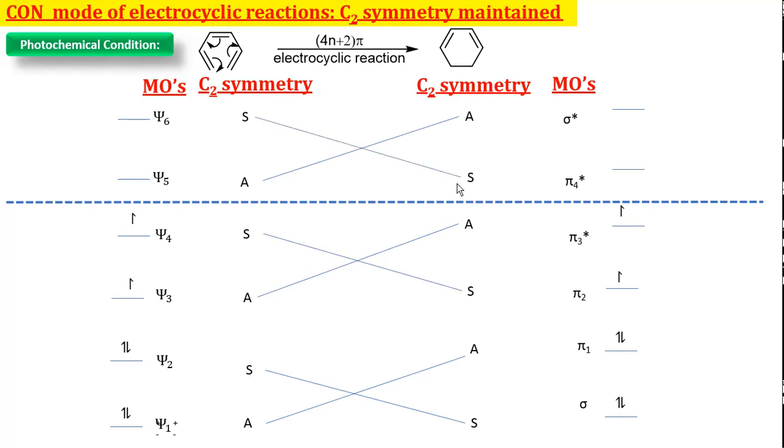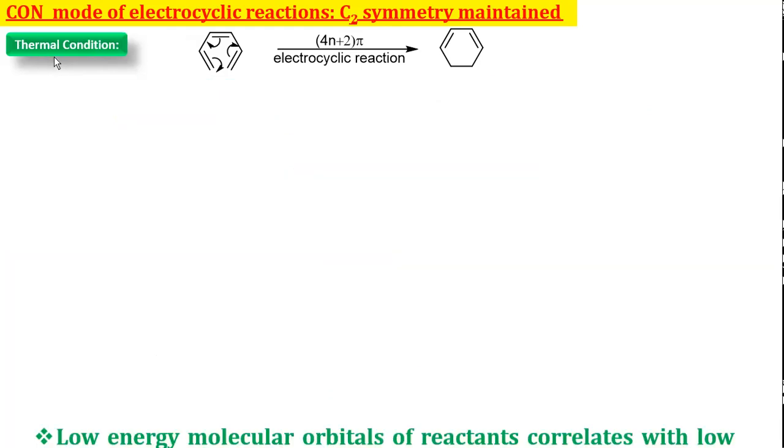So friends, what is happening? The low energy molecular orbitals of reactants are correlating with low energy molecular orbitals of product, and high energy molecular orbitals of reactants are correlating with high energy molecular orbitals of product. Therefore C2 symmetry is preserved under photochemical condition. That means conrotatory mode of rotation is allowed under photochemical condition.